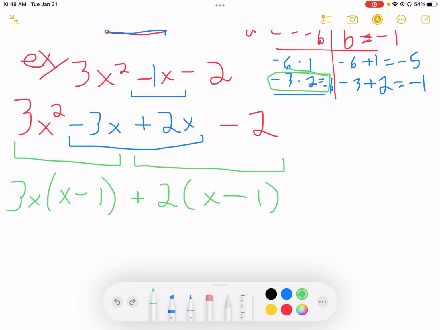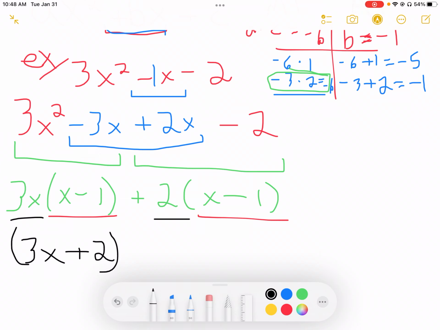So we have our 3x plus 2, right? Those both have x minus 1 as a factor, right? So what I can do is I can say, okay, 3x plus 2 in parentheses, and then I can write x minus 1, just like that. Okay, and that's my final answer.